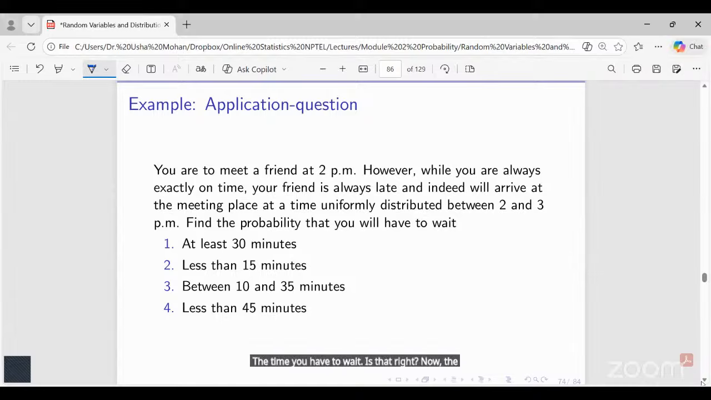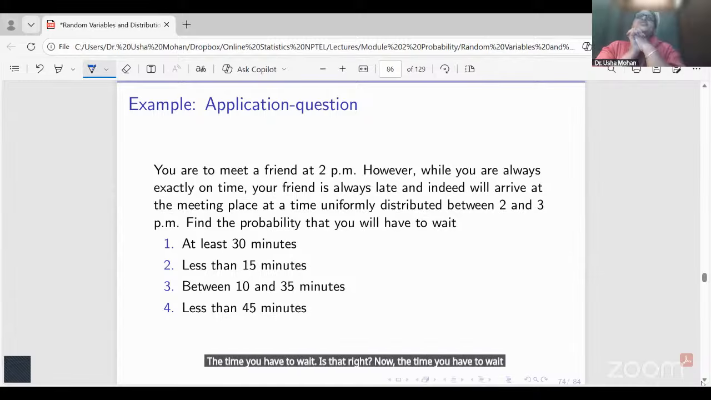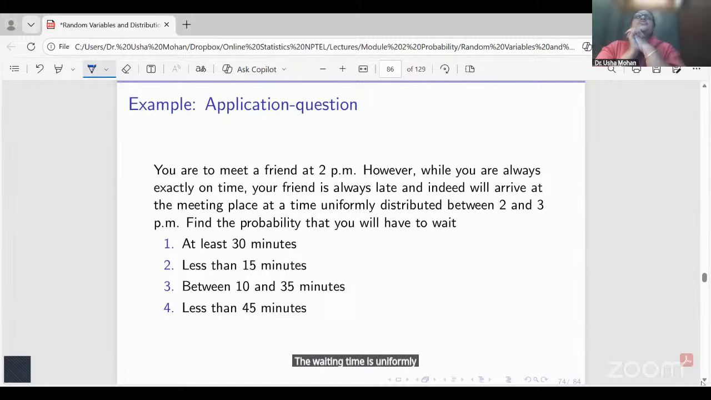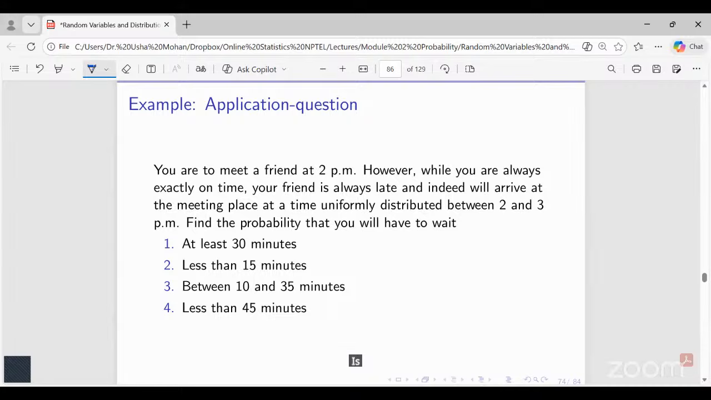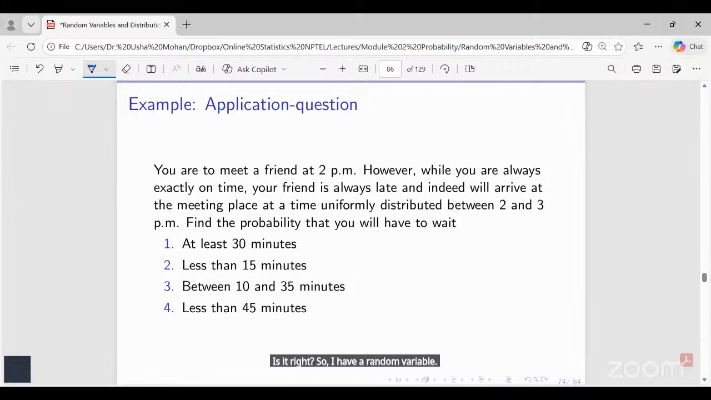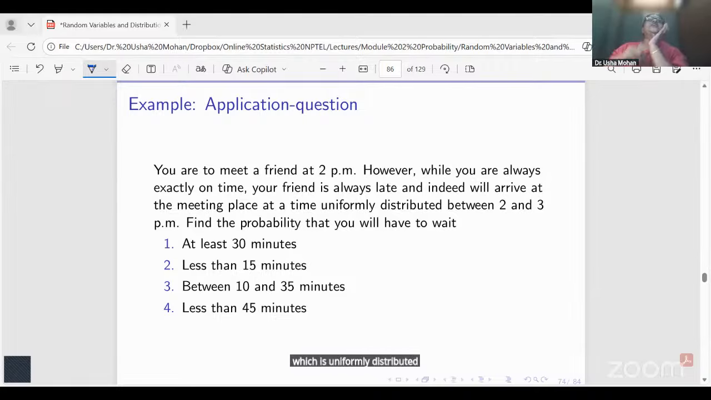The time you have to wait is uniformly distributed between 2 p.m. and 3 p.m., which is the same as the waiting time being uniformly distributed between 0 minutes and 60 minutes. Is that right? So I have a random variable which is uniformly distributed. The first thing I find out is, if x is the amount of time I have to wait, what is the distribution of this x?